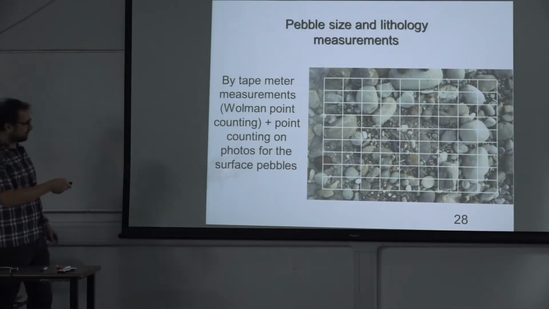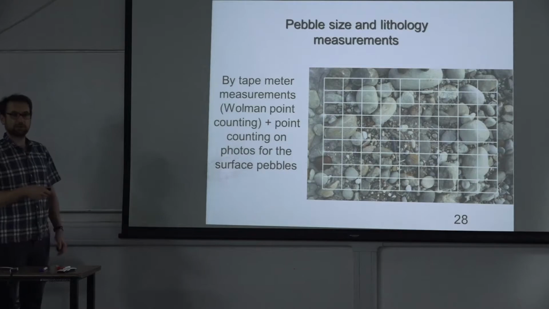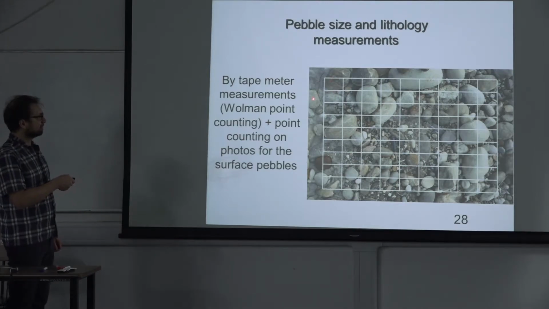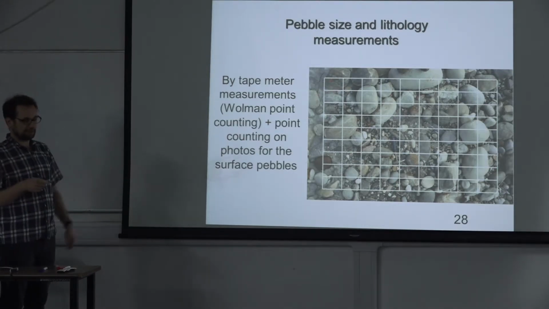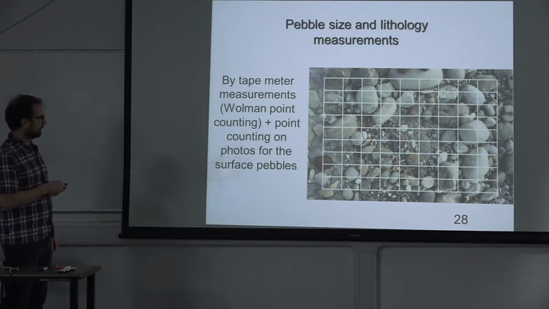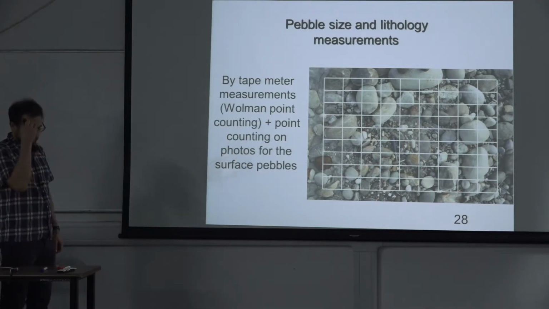So then for the surface, you cannot do weight counting. You need to do point counting. And it can be done either with a tape measure on the field, or by just taking a picture and counting the pebble size. So you can do it manually on some kind of grid on your laptop.